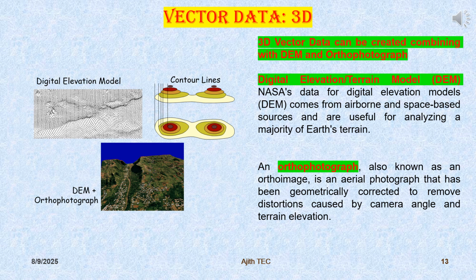NASA's data for digital elevation models, DEM, comes from airborne and space-based sources and are useful for analyzing a majority of Earth's terrain. An orthophotograph, also known as an orthoimage, is an aerial photograph that has been geometrically corrected to remove distortions caused by camera angle and terrain elevation.